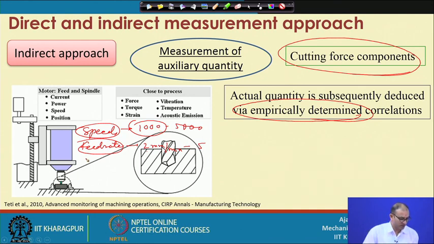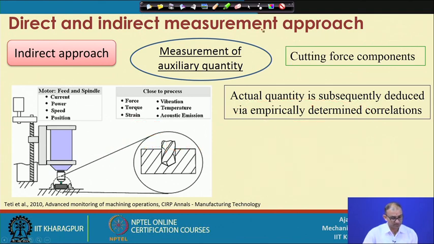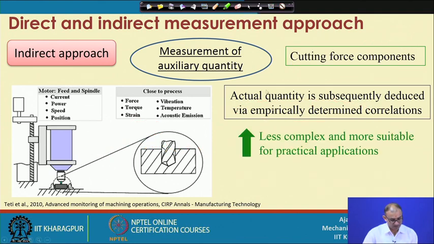After that, you measure the cutting tool wear and find out how the forces are related to the tool wear, and how the forces are related to the alignment of the workpiece, whether it is cutting in a straight line or in a taper turning kind of thing. Every time you will get a different reading. So, in that way you measure in an indirect way, right. It is less complex and more suitable for practical application.